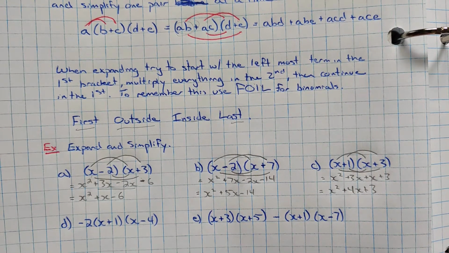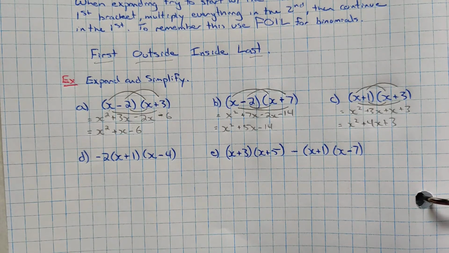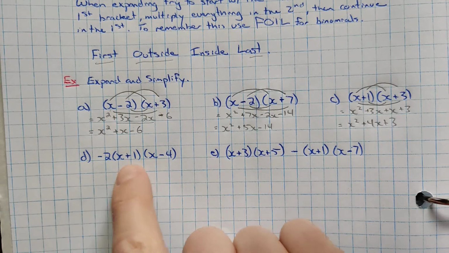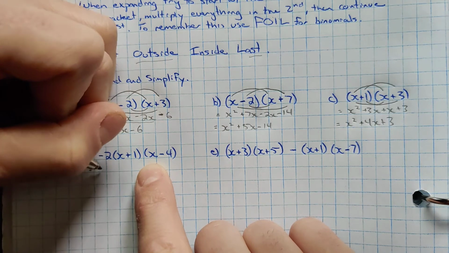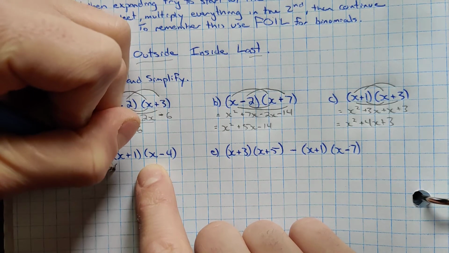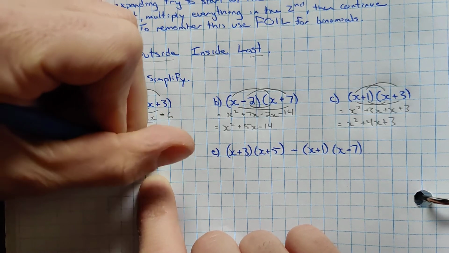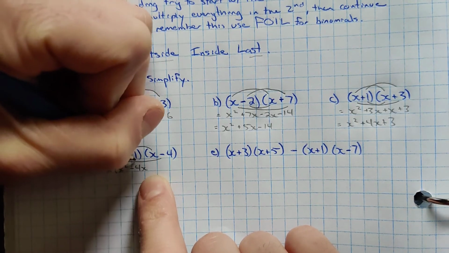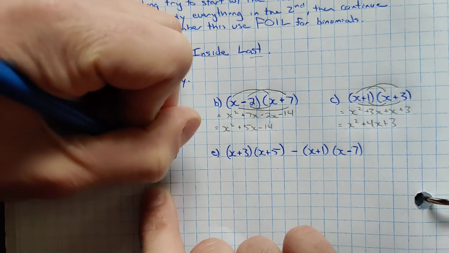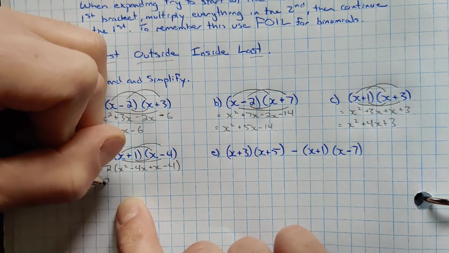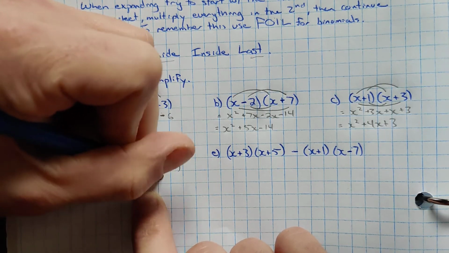Now, when we have more things going on, like in D and E, again, we just do it step by step. So we multiply one pair here first. I'm going to do the binomials first. It'll make it a little neater. So I'm going to have x times x for x squared. x times negative 4 is going to give me negative 4x. 1 times x is plus x. And 1 times negative 4 is going to give me negative 4. So I get x squared minus 3x minus 4.